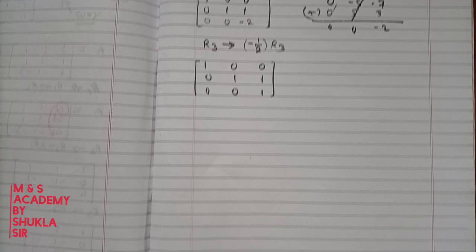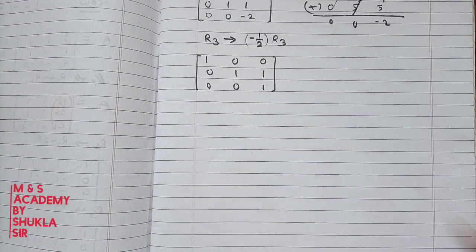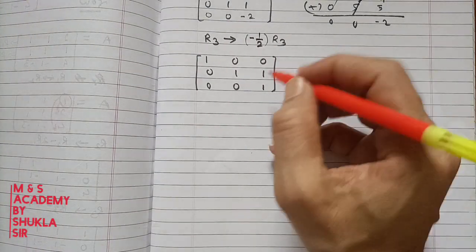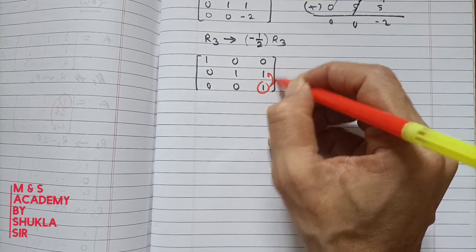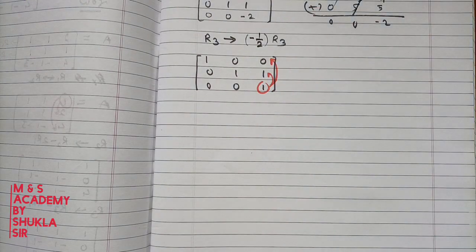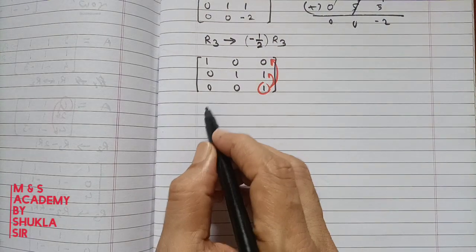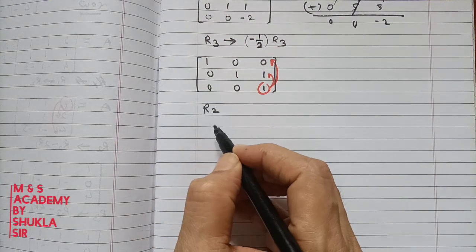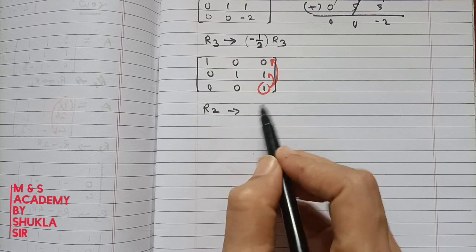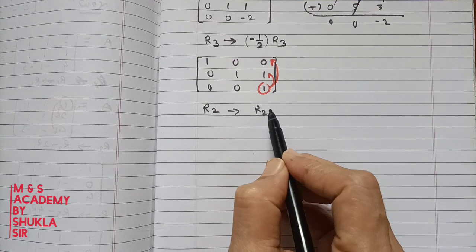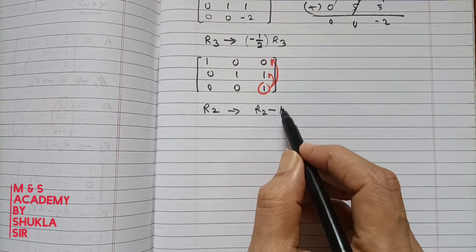Now we'll use this 1 to make this one a 0 and this one is 0, but already that one is 0, so no need to change. So we want to change R2. How? See, R2 minus R3.